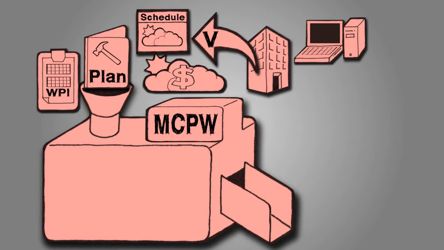The first tool and technique in the Monitor and Control Project Work process is expert judgment. Anytime changes need to be made, it's always a good idea to consult with someone who can provide some sound advice. Why should a project manager make his own mistakes?